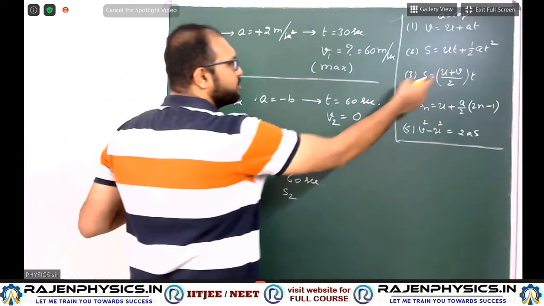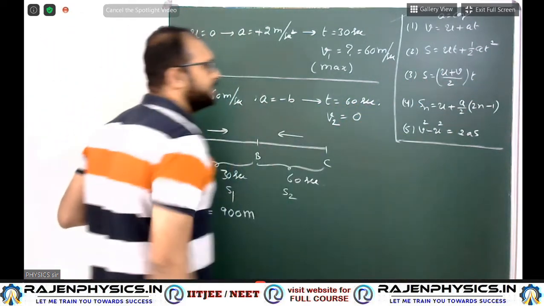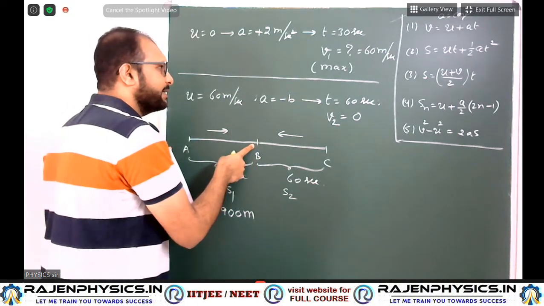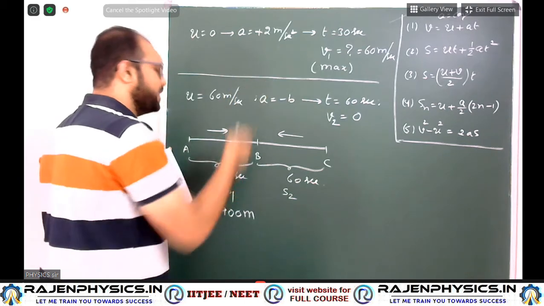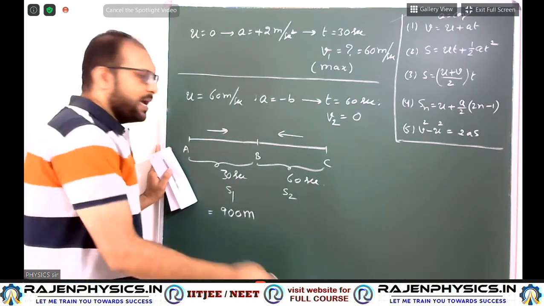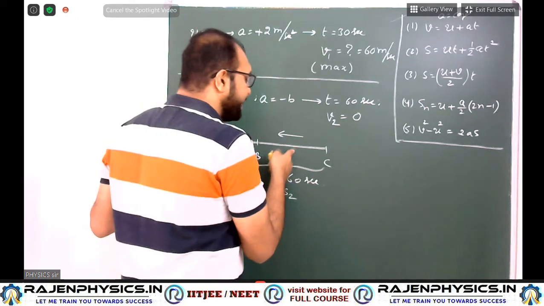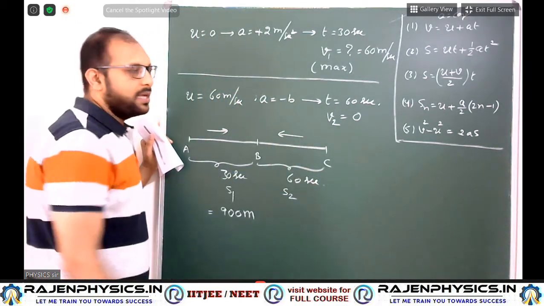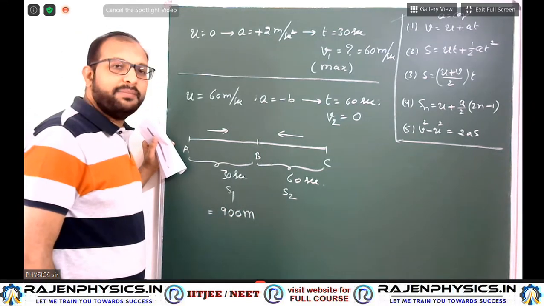Equation number 3 I used, U plus V by 2 into T. U is 0. V already completed, 60 by 2, 30. 30 into 30. Yes. Now students, come to here. It is also uniform acceleration but negative acceleration, retardation. That's why again equation number 3 is useful.